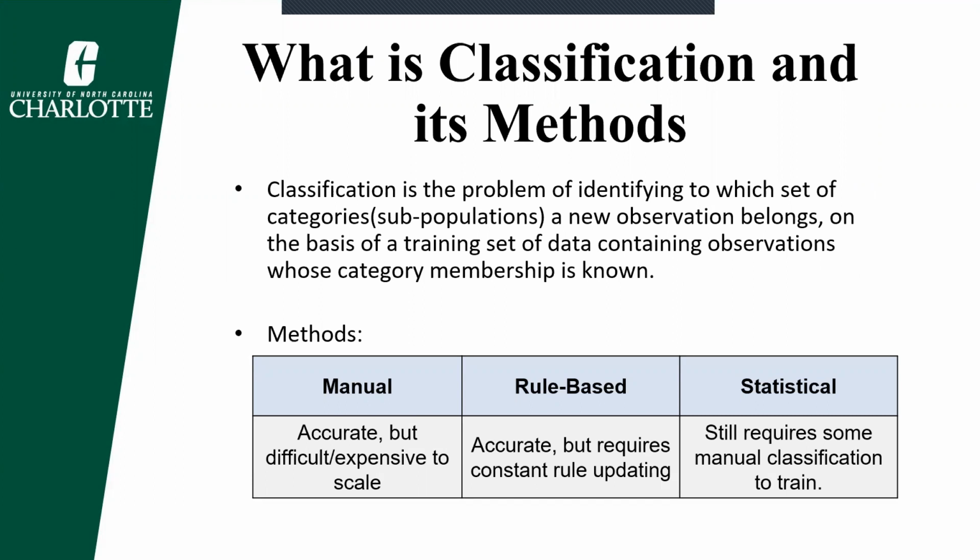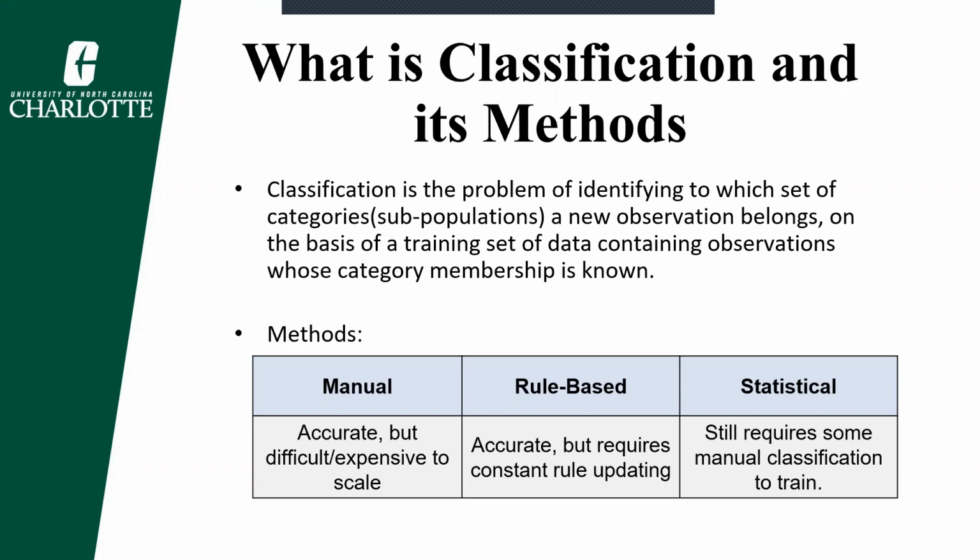Classification is basically a problem of identifying to which set of categories a new observation belongs. It is done on the basis of a training set of data containing observations whose category membership is known. For example, if there is a data set where data of mice and their weights are given, and we have two subcategories, obese and not obese, we will have to classify a new mouse if it comes into the picture, as obese or not obese. For that we have various methods.